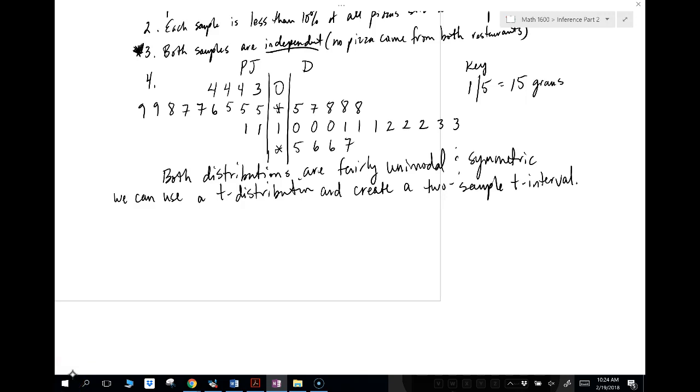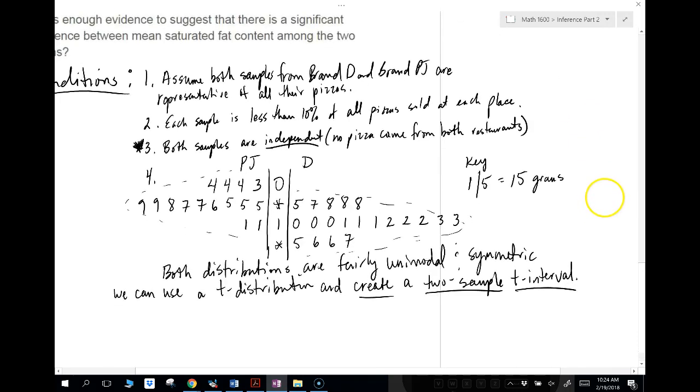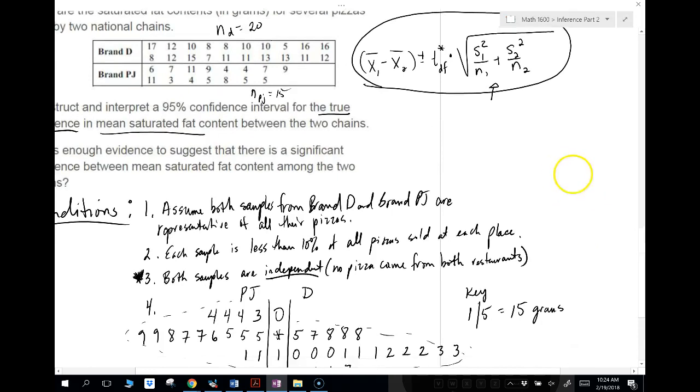All right, so I've created a back-to-back stem and leaf plot here, and notice that this is fairly unimodal and symmetric. They both kind of are. So we're going to say since both distributions are fairly unimodal and symmetric, we can use a t-distribution, and we'll create a two-sample t-interval. We know this based on the central limit theorem. Now that we've got our condition satisfied, we're going to use this formula.